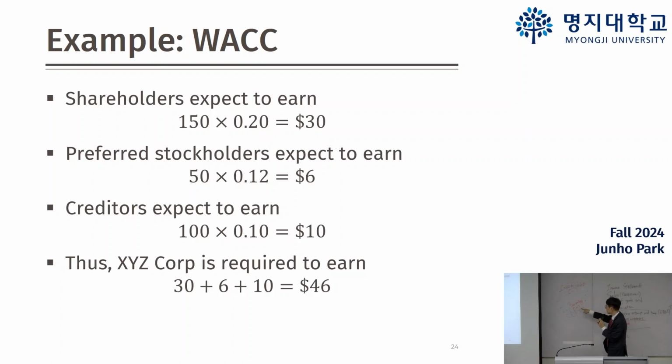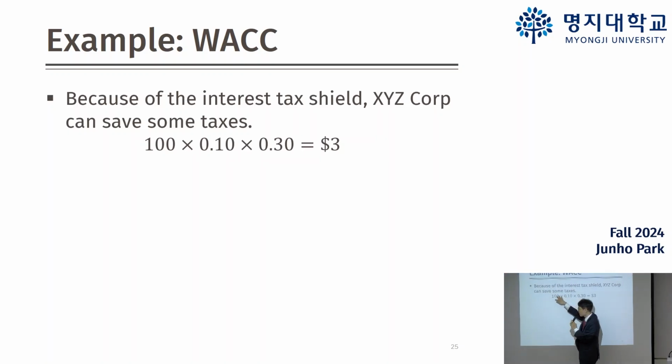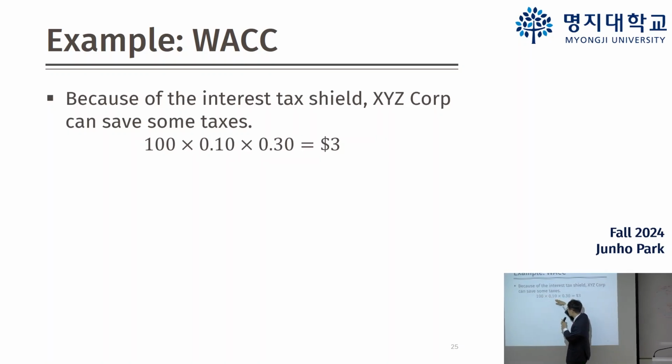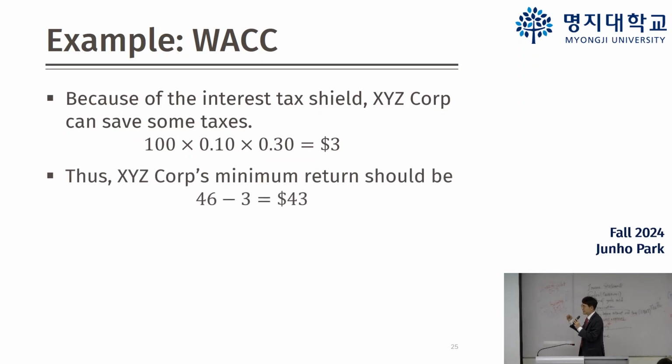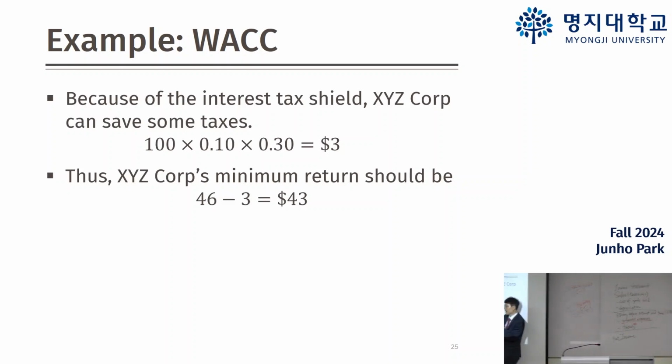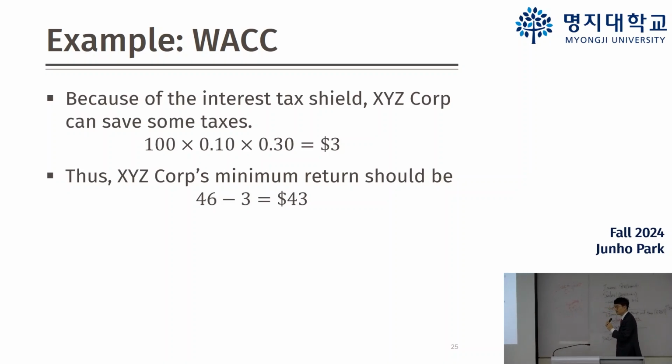However, you should come back to this issue. There is a savings. There is a benefit from the debt, which is the tax shield, which is 100 the debt, 10% the interest times the tax rate, and the tax benefit is $3. So considering this, you can have minus $3 for your minimum return, and you have the minimum return at $43.